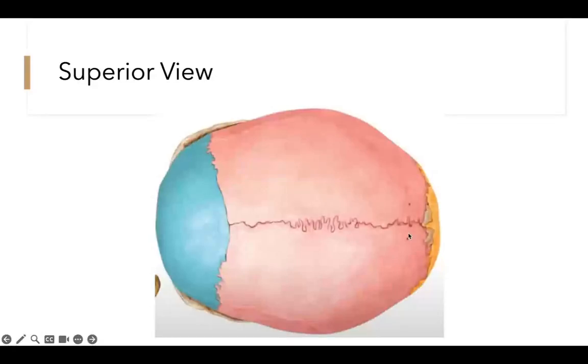Continuing on with the skull, we are now looking at it from a superior view. So now we have a really clear view of our two parietal bones. Remember, if you have your hand on top of your head, you are touching both parietal bones. So you can see how they basically make up the superior portion of the skull, as well as wrapping around to the lateral sides.